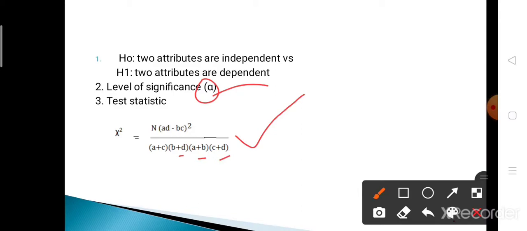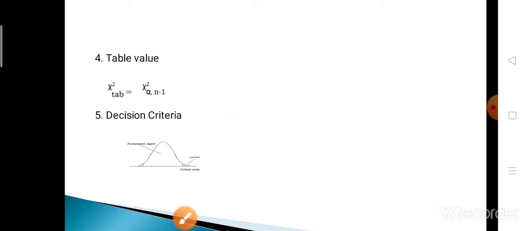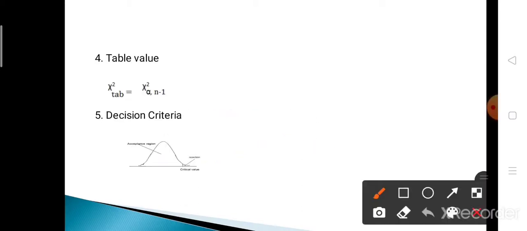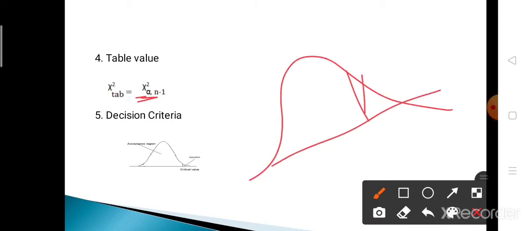Okay. Now the fourth is table value. Chi-square test is a one-sided right test. So see the value for alpha only. Okay, and the decision criteria: only one rejection region is there, to the right side, and the left side part is the acceptance region, and this point is the positive table value or positive critical value.